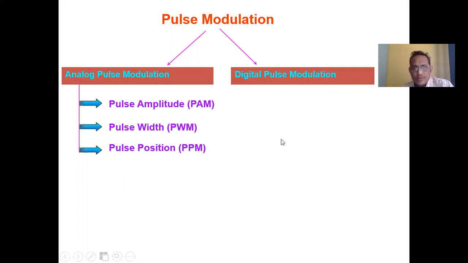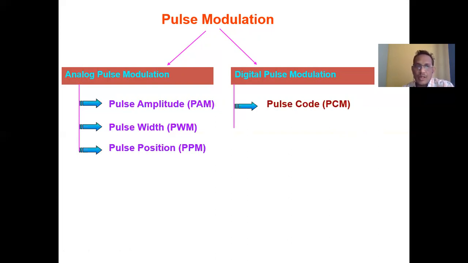In case of digital pulse modulation, the first example is the pulse code modulation. This is only for your second year syllabus, as mentioned in your syllabus. Pulse code modulation is the first digital modulation technique. Apart from that, there are a number of digital modulation techniques, such as delta modulation, adaptive delta modulation, QPSK, BPSK, and so on. We will not go into detail on these. We will discuss only PCM, the first digital modulation technique.